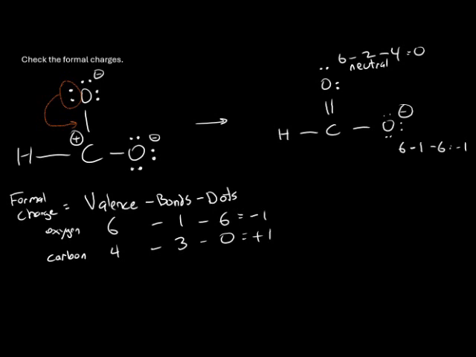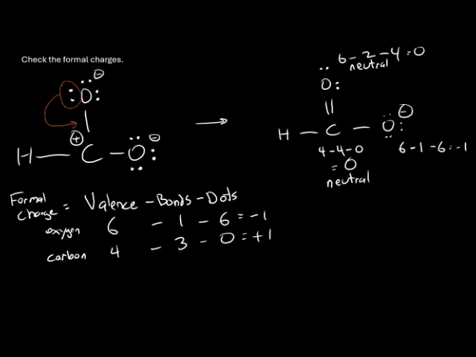Now we'll check the carbon down here at the bottom. So carbon still has a valence number of 4, but now this carbon has a total of 4 bonds around it rather than just 3. So we'll say 4 minus no dots around carbon, so 0, giving us a charge of 0 for that carbon, and it is neutral.